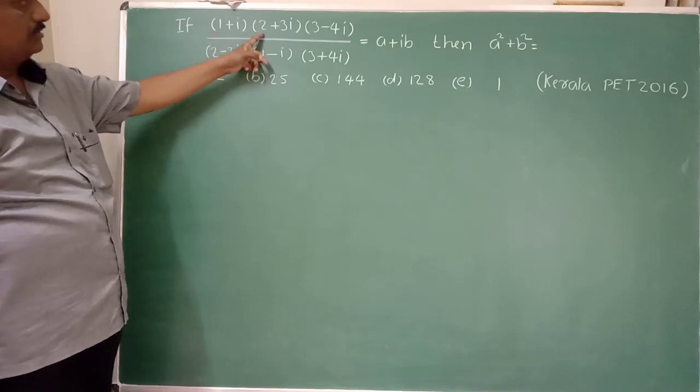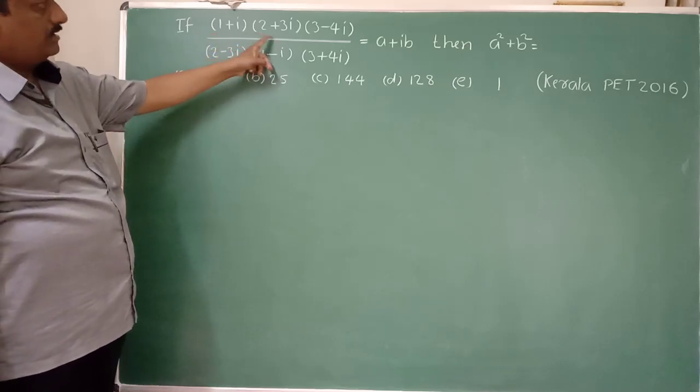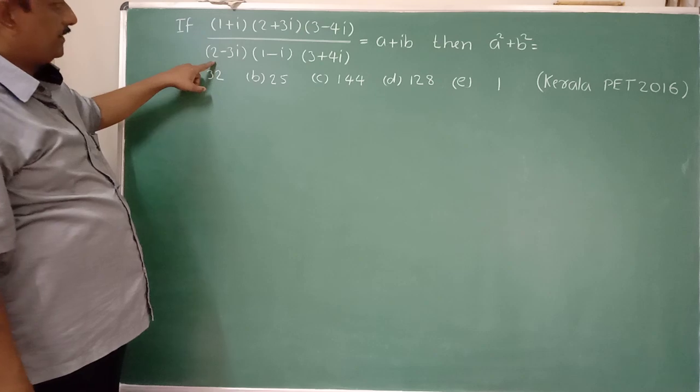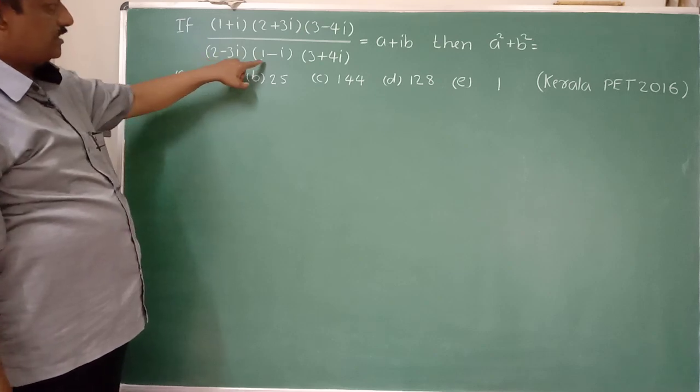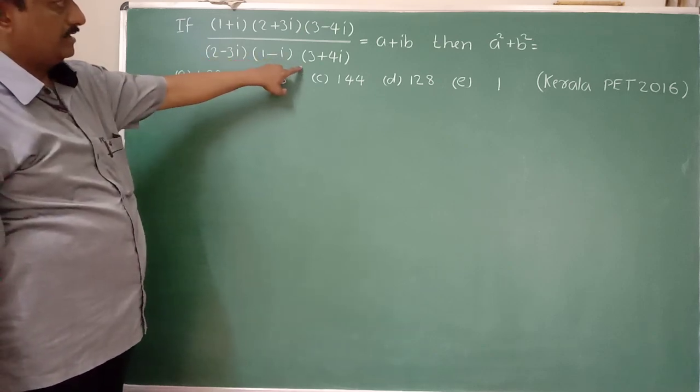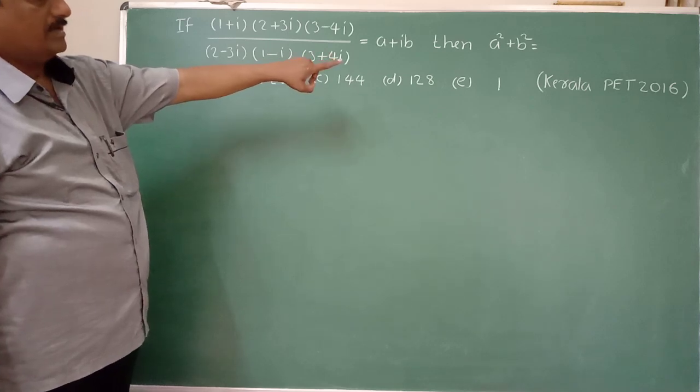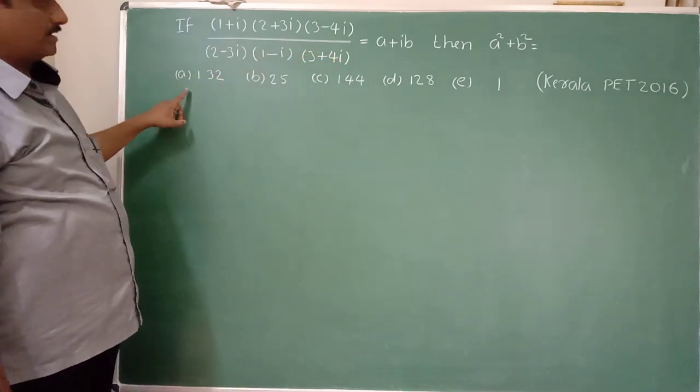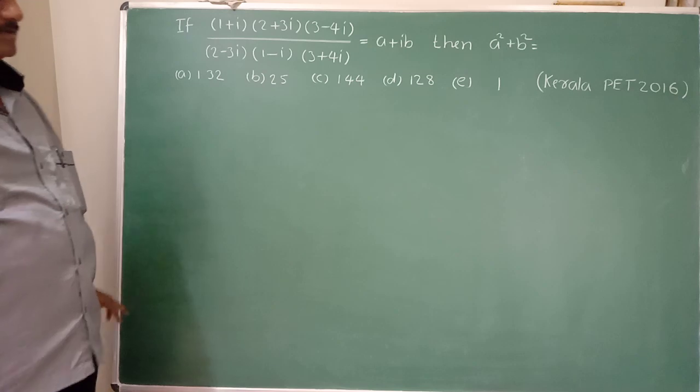(1 + i)(2 + 3i)(3 − 4i) / ((2 − 3i)(1 − i)(3 + 4i)) = a + ib. Then a² + b² is equal to what here? Okay, here 5 options are there.